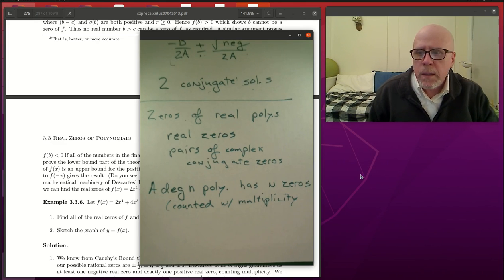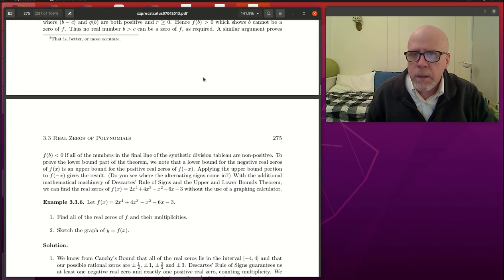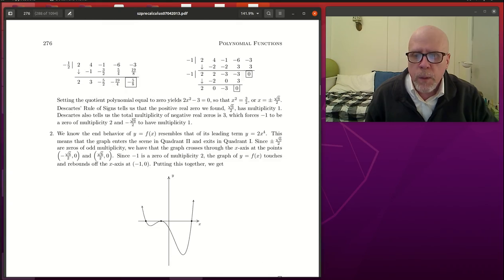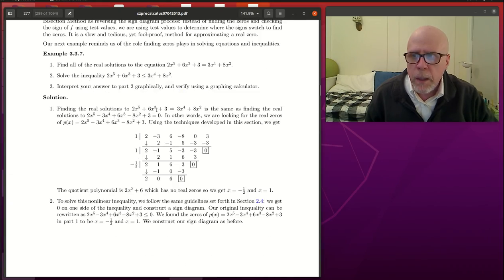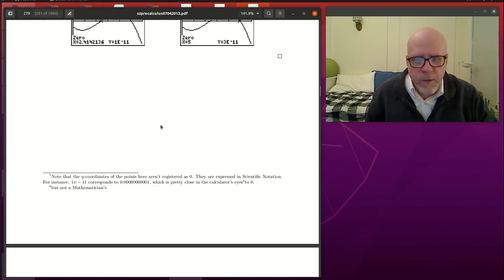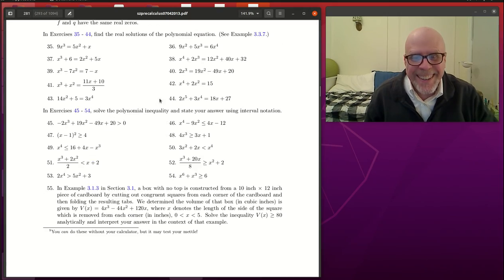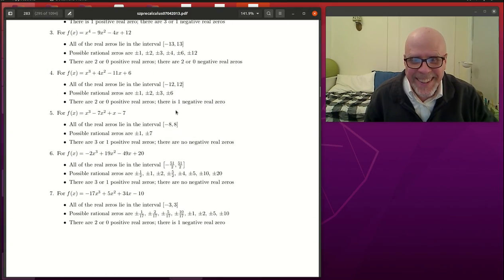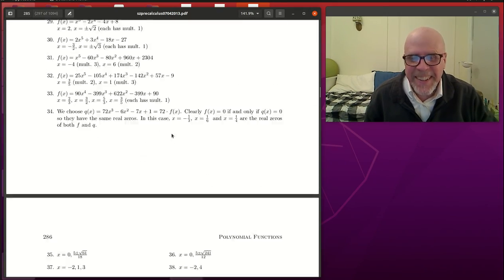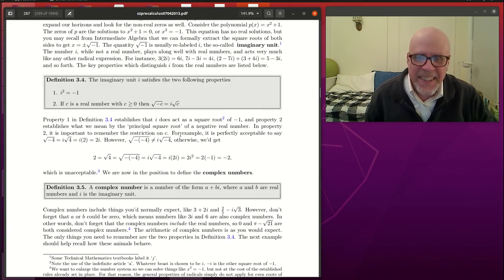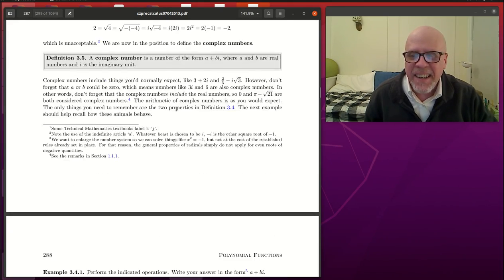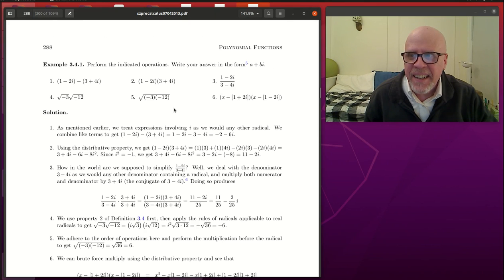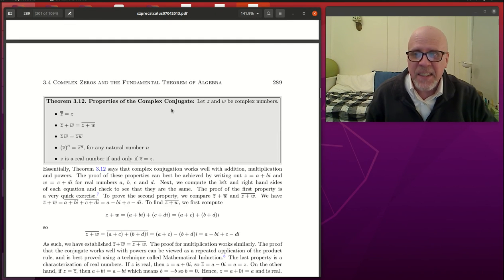Oh, one last thing to do in this section. I wanted to show you, sort of lead you through a theorem on page 289. Where are we at? Little ways to go. Sorry. 88. Here it is, 89.